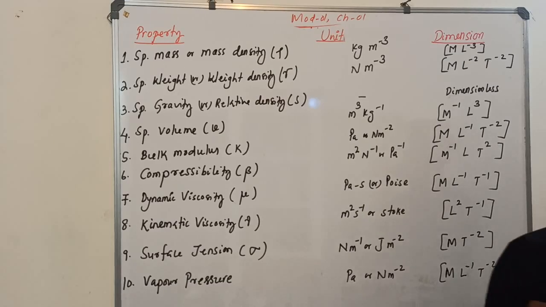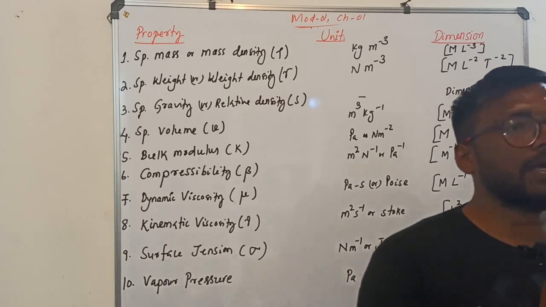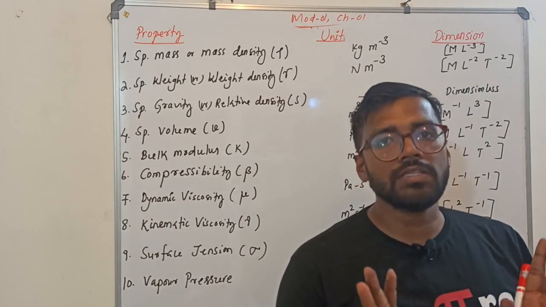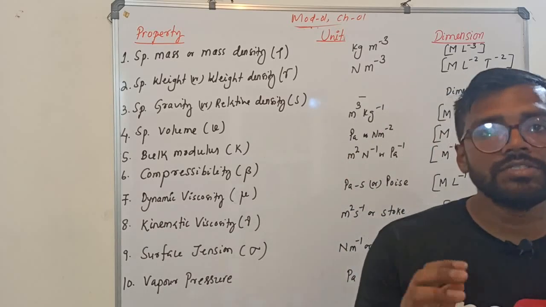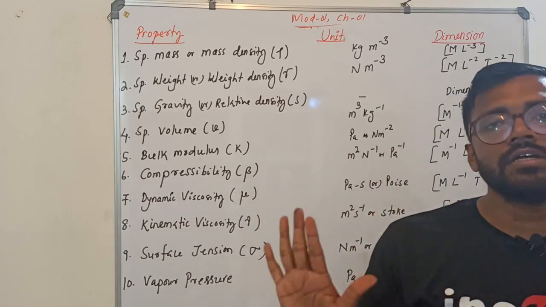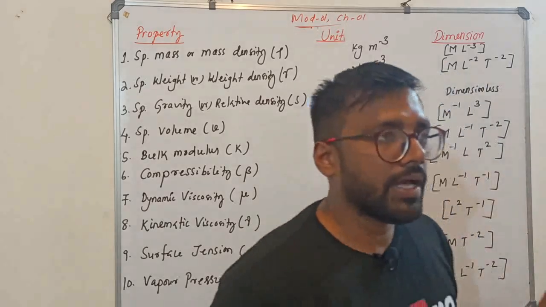With the Newtonian and non-Newtonian fluid and types of fluid, we have come to the end of our chapter 1, that is properties of fluid. Whatever properties we have discussed, we are going to write their unit and dimension, and we are good with this chapter. Okay? I hope you understood.